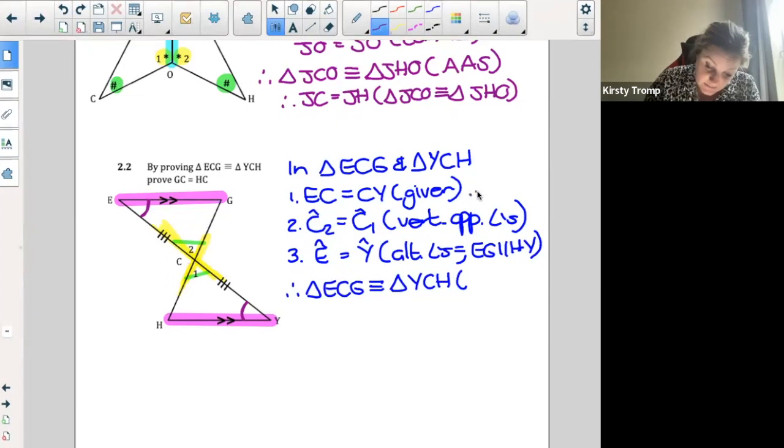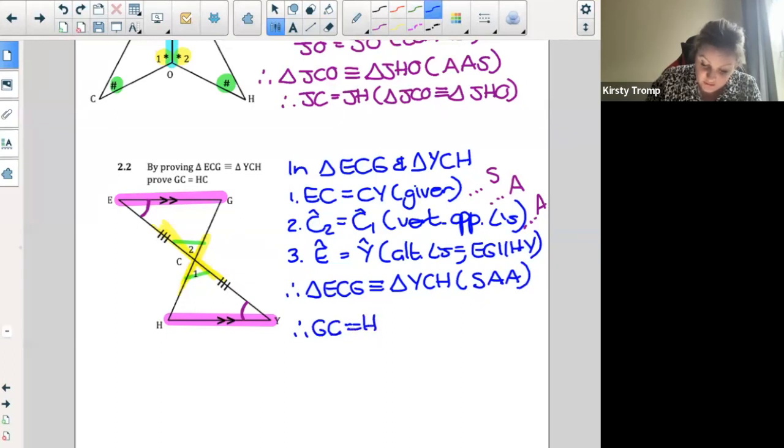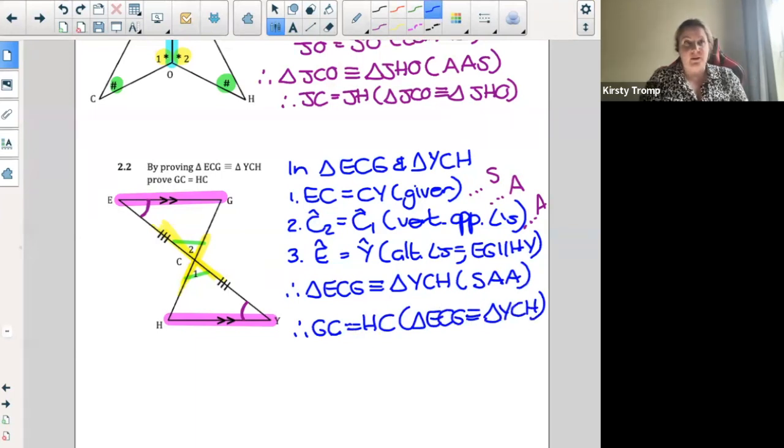All right, so this was a side. This is an angle, guys, and this is an angle. So here I'm going to say side, angle, angle. And that means that therefore GC is equal to HC. Reason: triangle ECG is congruent to triangle YCH. Okay. So yes, of course you can.